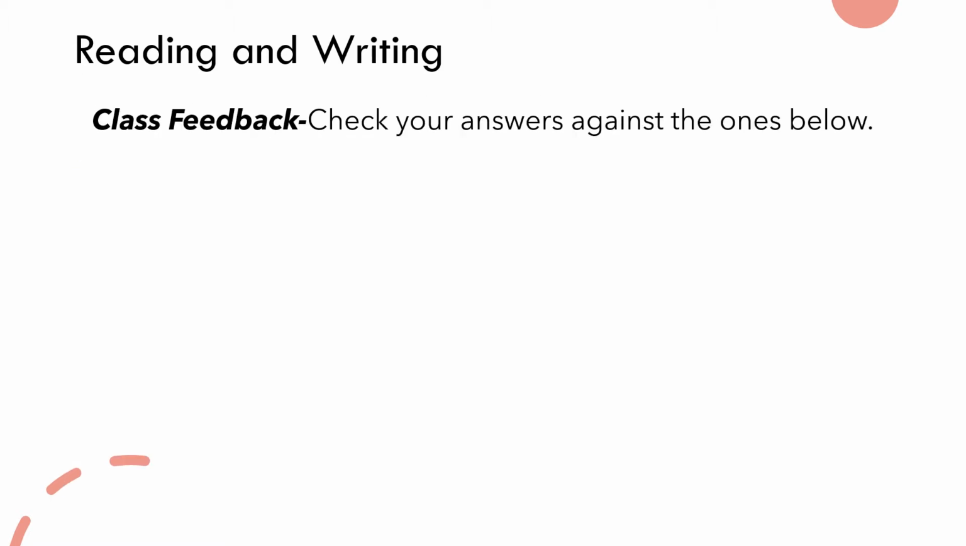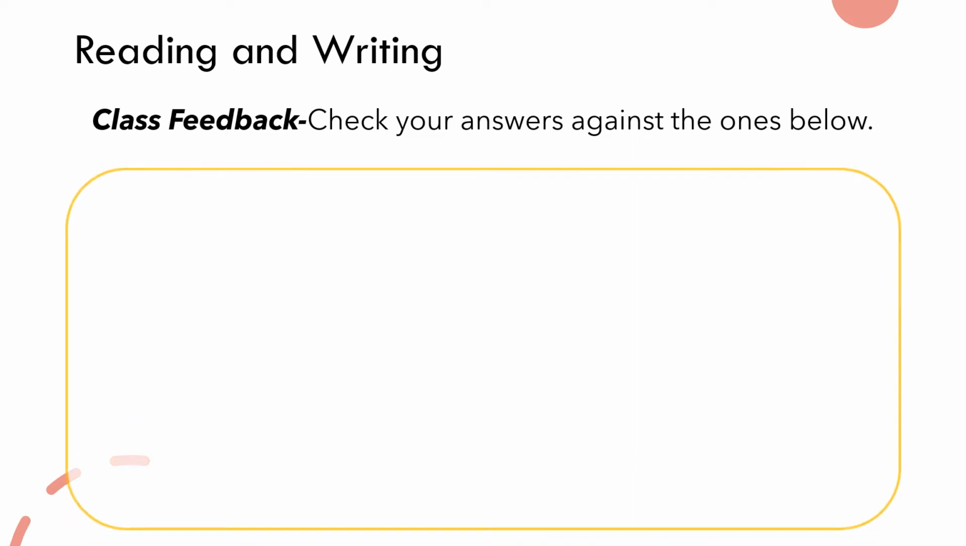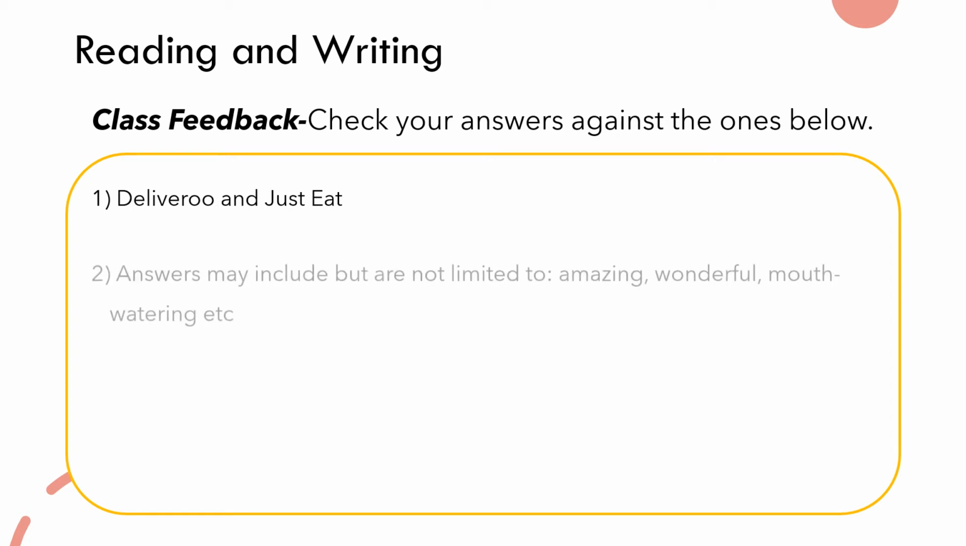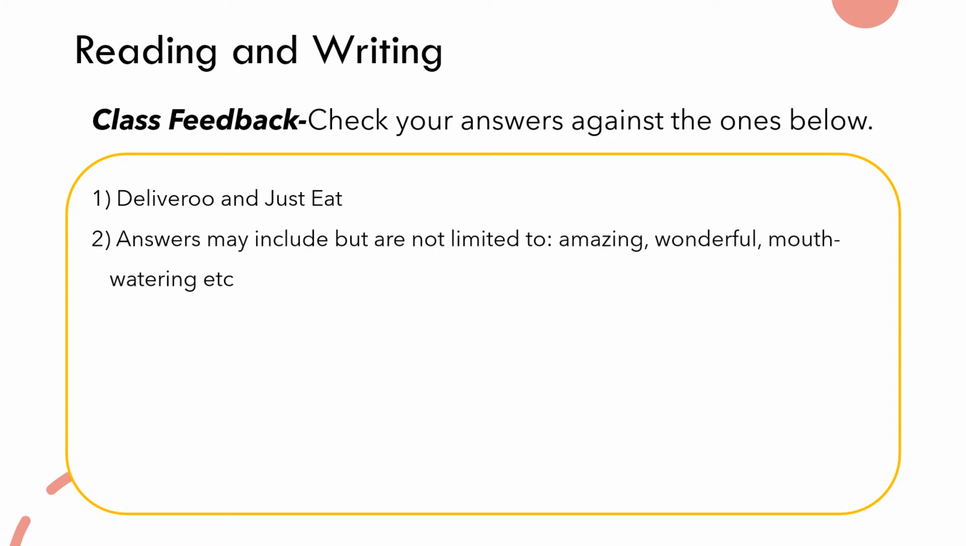Class feedback. Check your answers against the ones below. So hopefully you would have been able to answer the questions and use the article to figure out the correct response for each one. Number 1. So the takeaways that have made things easier are Deliveroo and Just Eat. Answers may include but are not limited to amazing, wonderful and mouth-watering. So this is about thinking about what is the best adjective to replace the actual one within the sentence. So make sure that you're thinking about the synonyms or using your dictionary or thesaurus to help look these up as well.